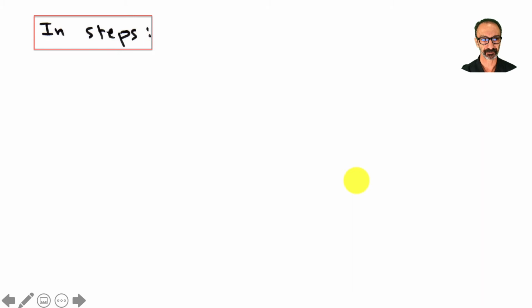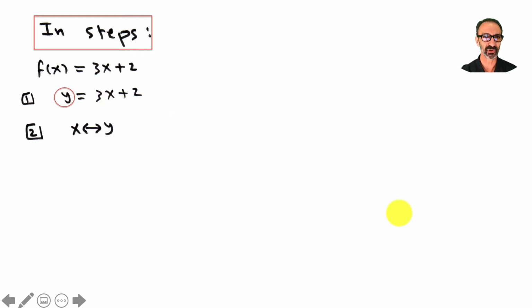In steps, if f of x equals 3x plus 2, first step, you're going to call it y. It's easier to call it y instead of f of x. So it's y equals 3x plus 2. Step 2, switch x and y, because in the inverse mode, your x is your y and your y is your x, your input is your output and your output is your input. So go ahead and switch x and y. Y was here, now it's in place of x, and what took the place of y here is x. You switch them.